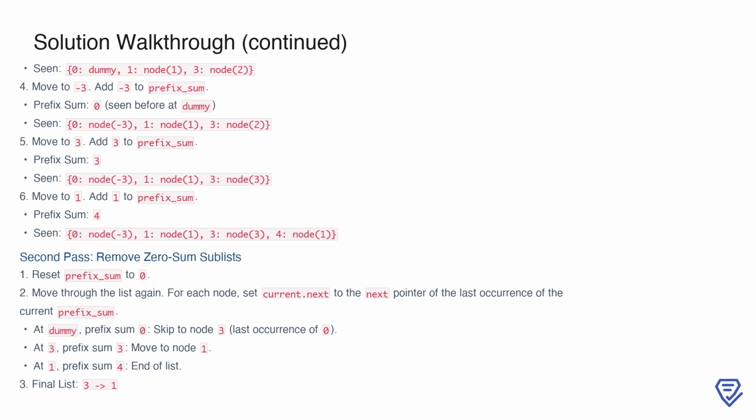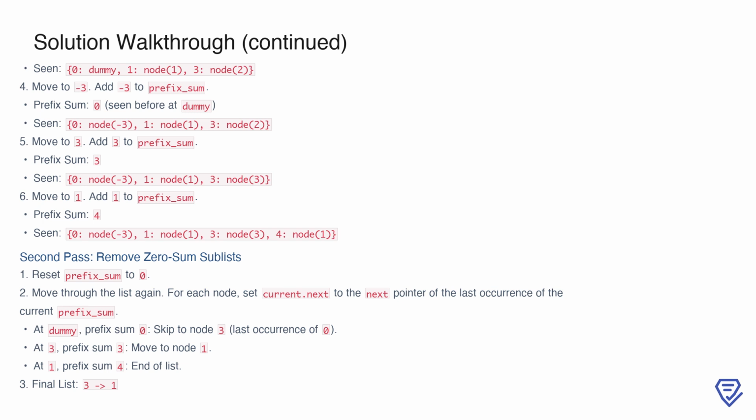Moving to the next node with value 3, the prefix sum becomes 3 again, and the map is updated to 0: node -3, 1: node 1, 3: node 3. Finally, at the last node with value 1, the prefix sum becomes 4, and the map becomes 0: node -3, 1: node 1, 3: node 3, 4: node 1. This completes the first pass, where the map captures the last occurrence of each prefix sum.